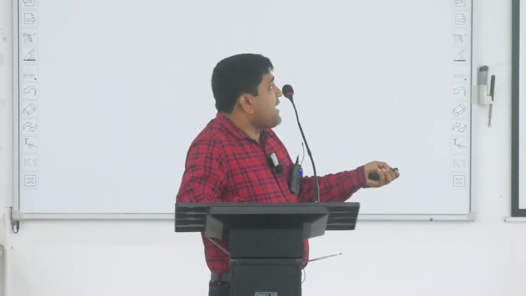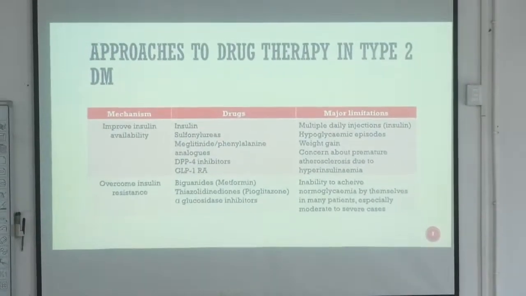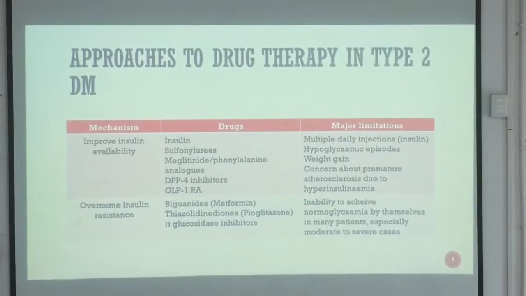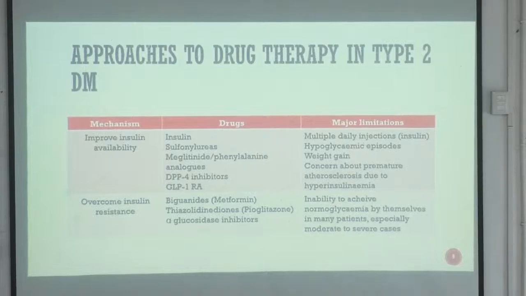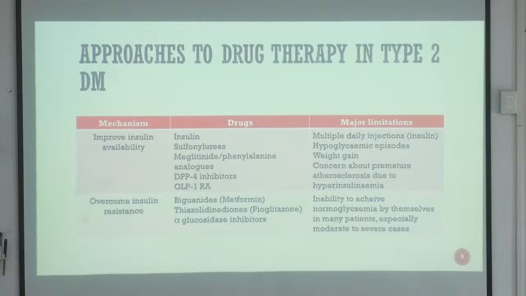Major limitations are the inability to achieve normoglycemia by themselves in many patients, especially moderate to severe. So one of the drugs from this group is required. Now the drug that has not been mentioned here is SGLT2 inhibitors. They decrease the glucose reabsorption from the kidney and thus help in the control of diabetes. It is a newer drug being used in diabetes and in non-diabetic subjects having heart failure and kidney disease.